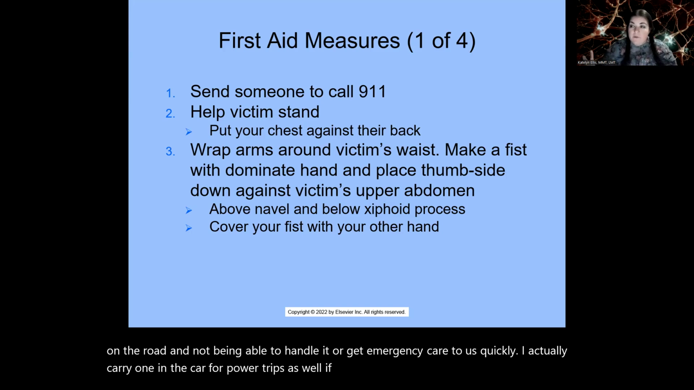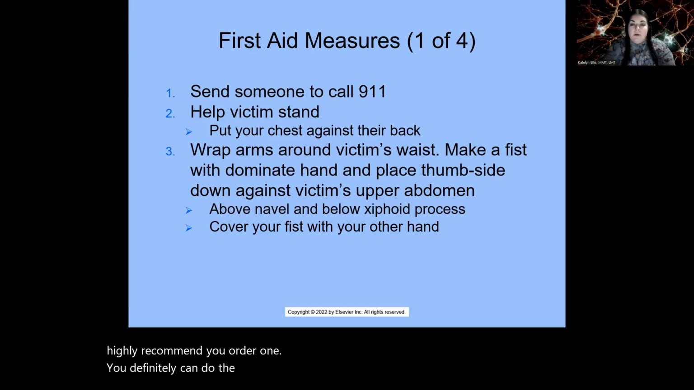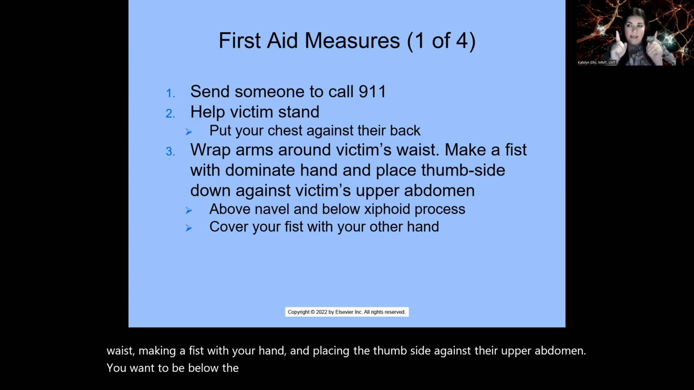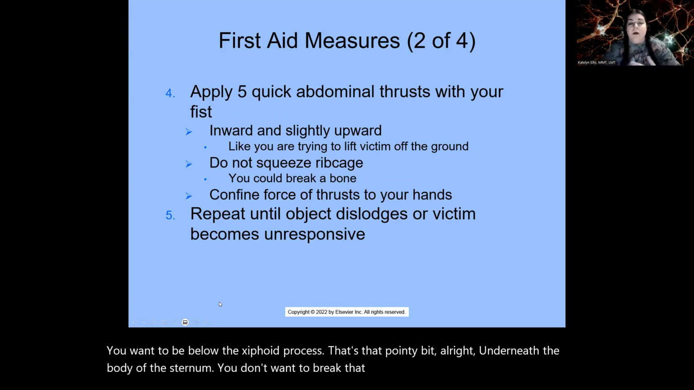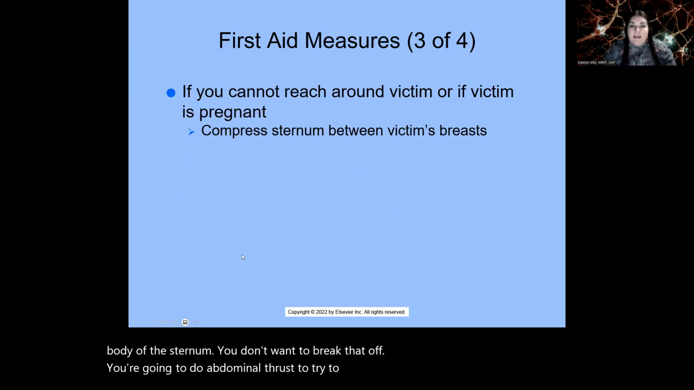If you don't have one of those devices, which I highly recommend you order one, you definitely can do the Heimlich maneuver. That's wrapping your arms around the victim's waist, making a fist with your hand, and placing the thumb side against their upper abdomen. You want to be below the xiphoid process. That's that pointy bit, all right, underneath the body of the sternum. You don't want to break that off. You're going to do abdominal thrusts to try to dislodge that object.